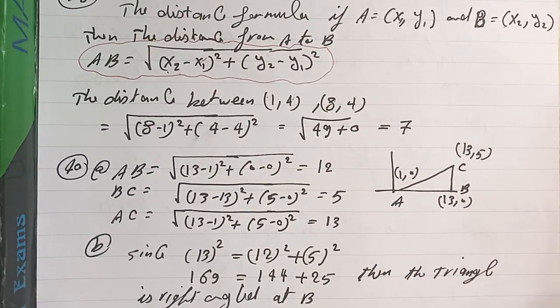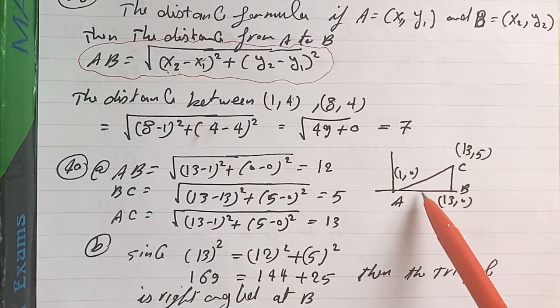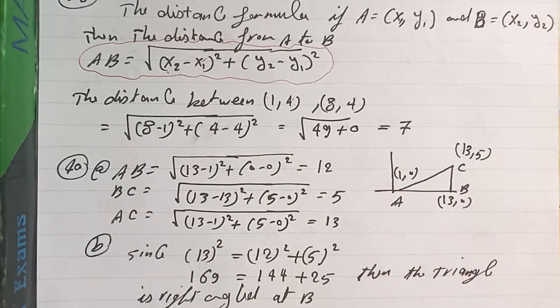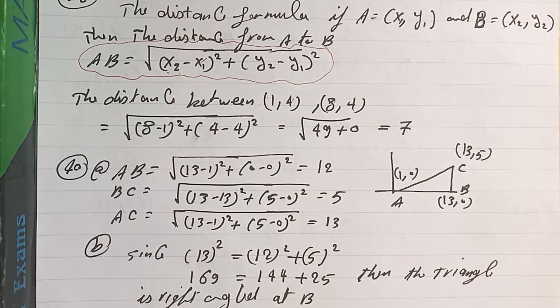Number 40. You have this shape, 3 points in the coordinate plane, and you need to get the distance between AB, BC, and AC, and to prove that these 3 sides form a right angle triangle.